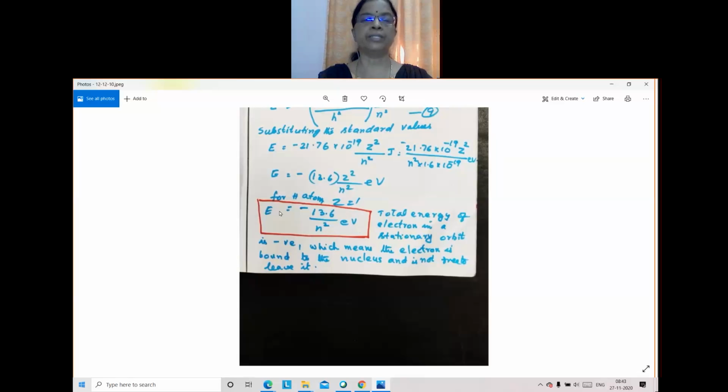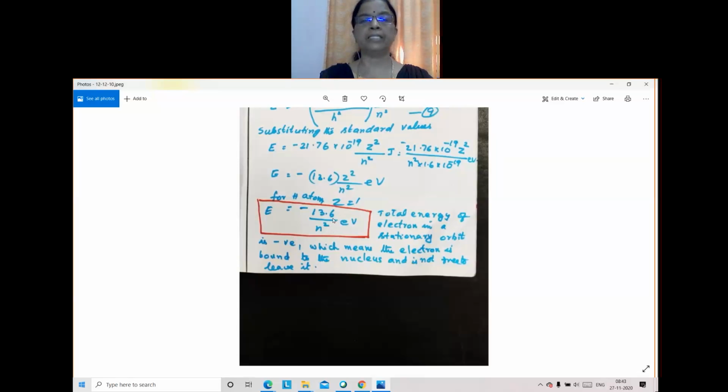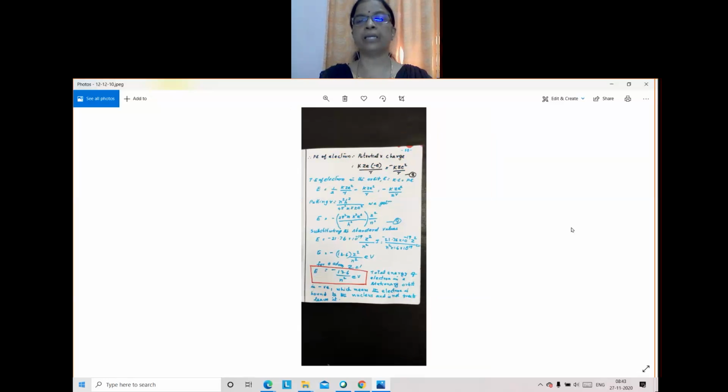Minus 13.6 by N square gives the energy of the electron in any orbit. For the first orbit, you can put N equal to 1. So what we get? Minus 13.6 by 1 square eV. For the second orbit, minus 13.6 by 2 square eV. Like that you can calculate.